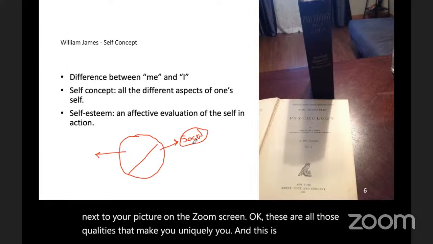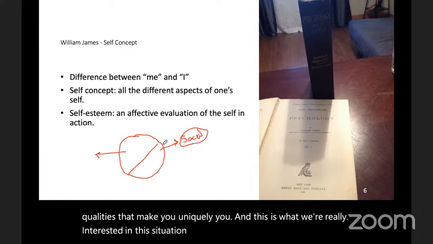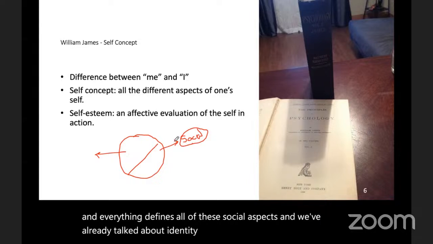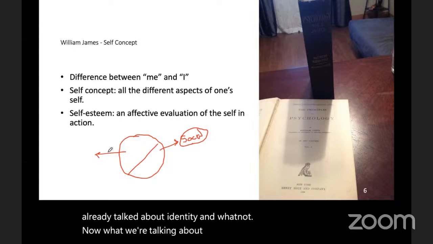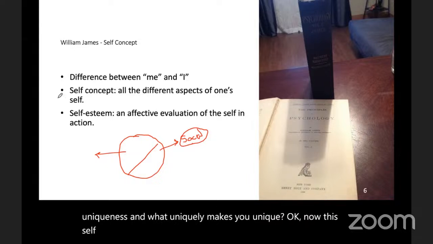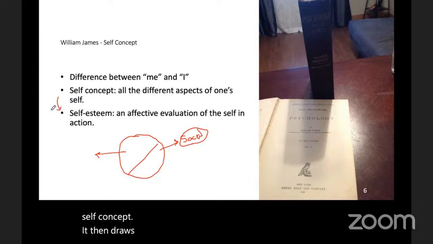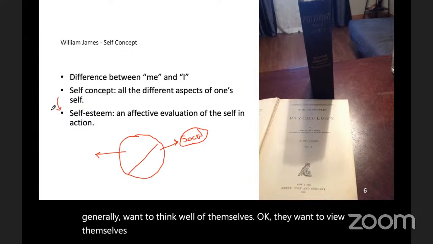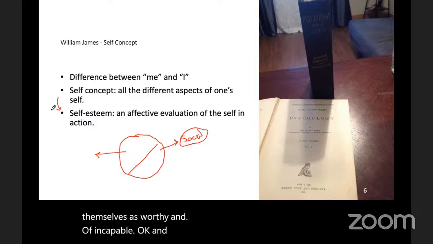And what we're really interested in this situation is we know that culture and everything defines all of these social aspects. And we've already talked about identity and whatnot. Now what we're talking about is what is culture's role in your uniqueness and what uniquely makes you unique. Okay. Now, this self-concept, it then draws to our self-esteem. Most people, most I'm saying, generally want to think well of themselves. Okay, they want to view themselves as worthy and capable. Okay, and this is really what James was getting to when he defined self-esteem.